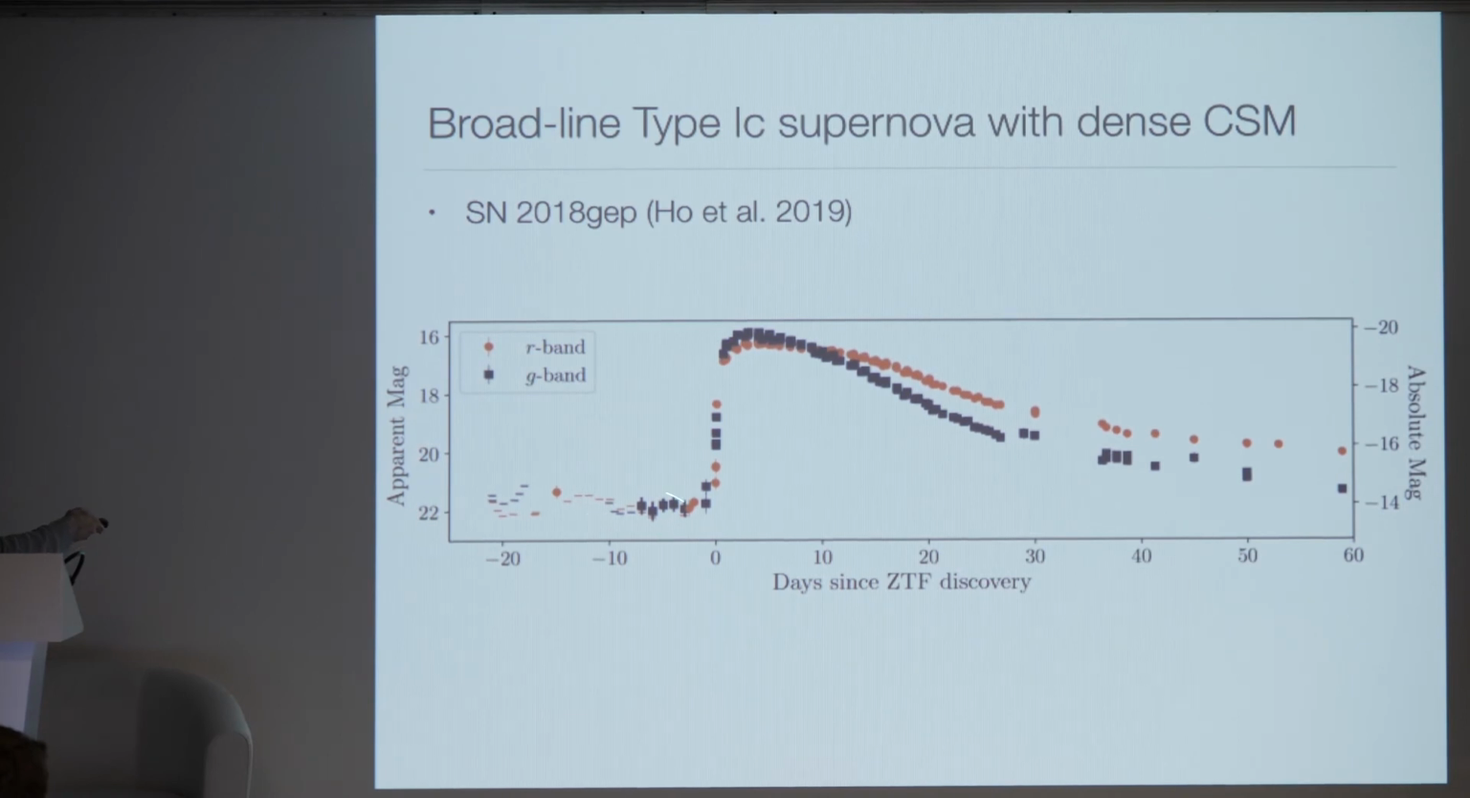So probably this kind of progenitor was doing something to make some dense circumstellar matter surrounding it, which doesn't have any hydrogen or even helium, and then this supernova crashed into this circumstellar matter created just before, like several tens of days before the explosion.